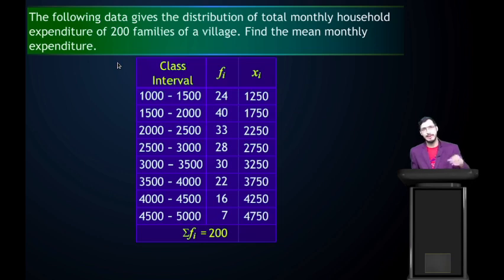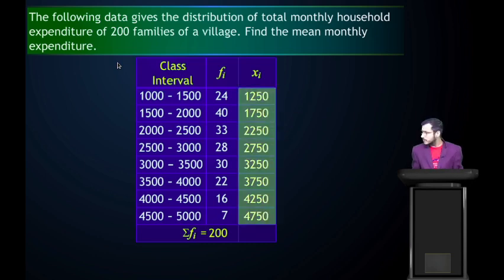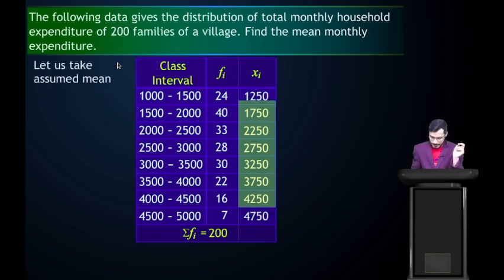Okay, remember always xi is equal to lower limit plus upper limit divided by 2. That means, yes, the mid value of the class interval. So here you can see the numbers xi: 1250, 1750, 2250, 2750. So here let us assume mean 2750.